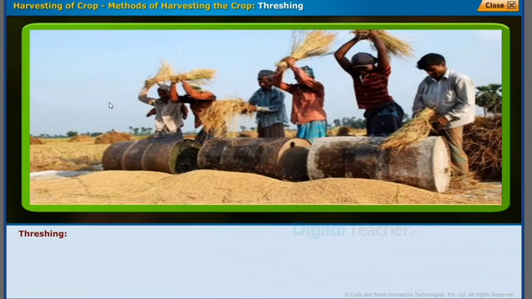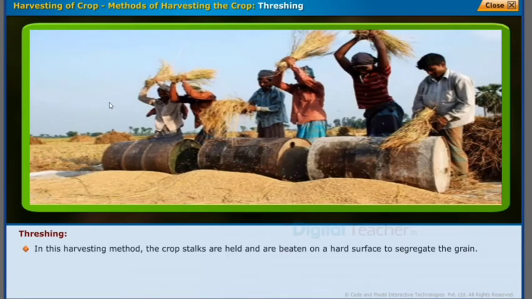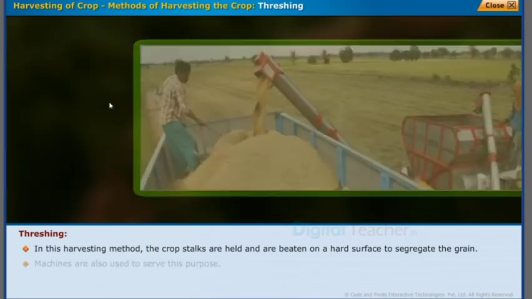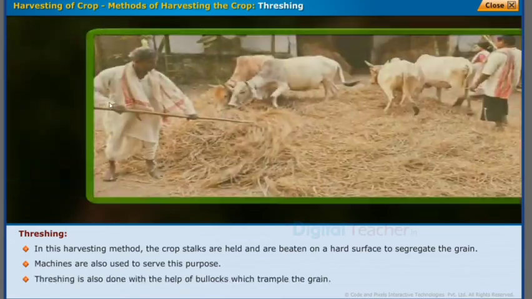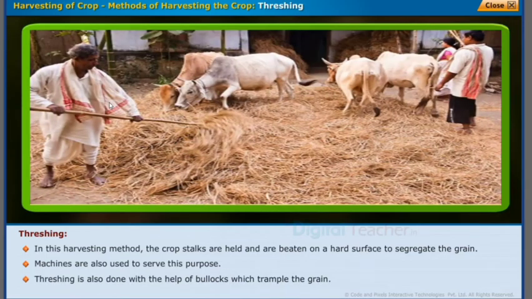Threshing. In this harvesting method, the crop stalks are held and are beaten on a hard surface to segregate the grain. Machines are also used to serve this purpose. Threshing is also done with the help of bullocks which trample the grain.